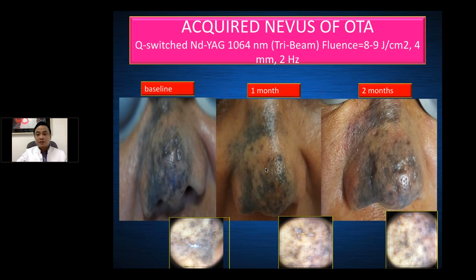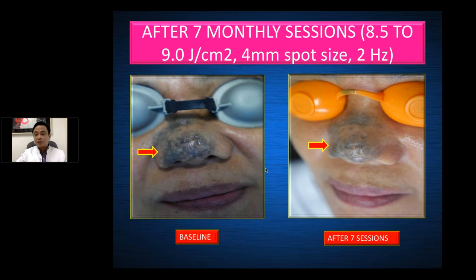And initially, I saw very little lightening because the patient has been following up every month. I've been doing the laser on a monthly basis. However, after 7 sessions, the patient was happier. She noticed like 80% lightening of the acquired nevus of Ota. And in this patient, I didn't use 5 hertz. Instead, I used just 2 hertz because I was only concentrating on the pigment, and I was trying to avoid normal skin. So I used a very high fluence at 8.5 joules per centimeter squared. And I used this parameter because I was only able to attain the endpoint using this parameter. So 4 millimeter spot size and 2 hertz.